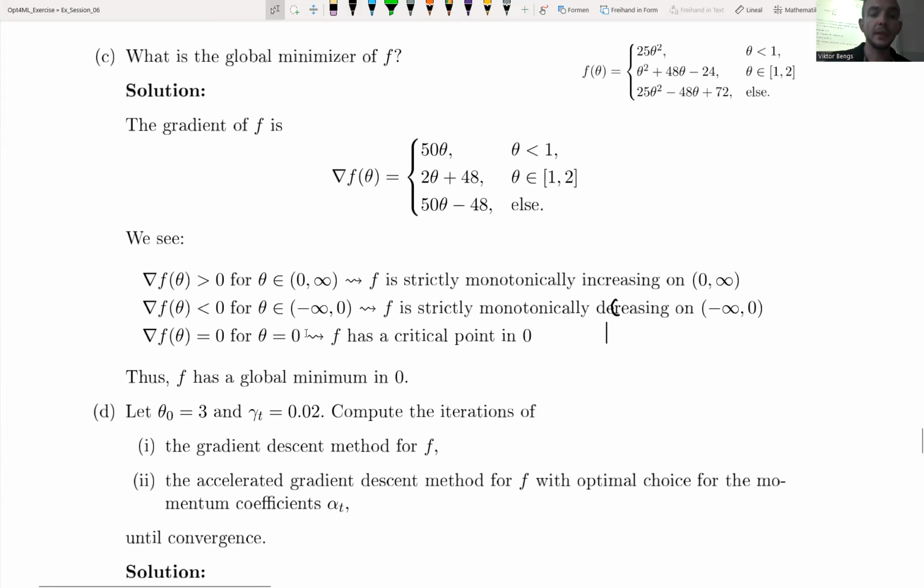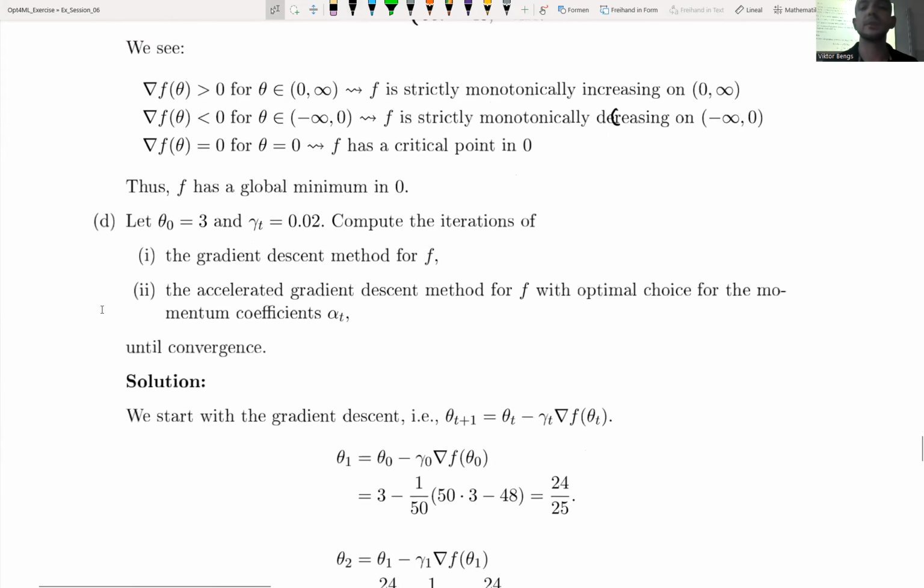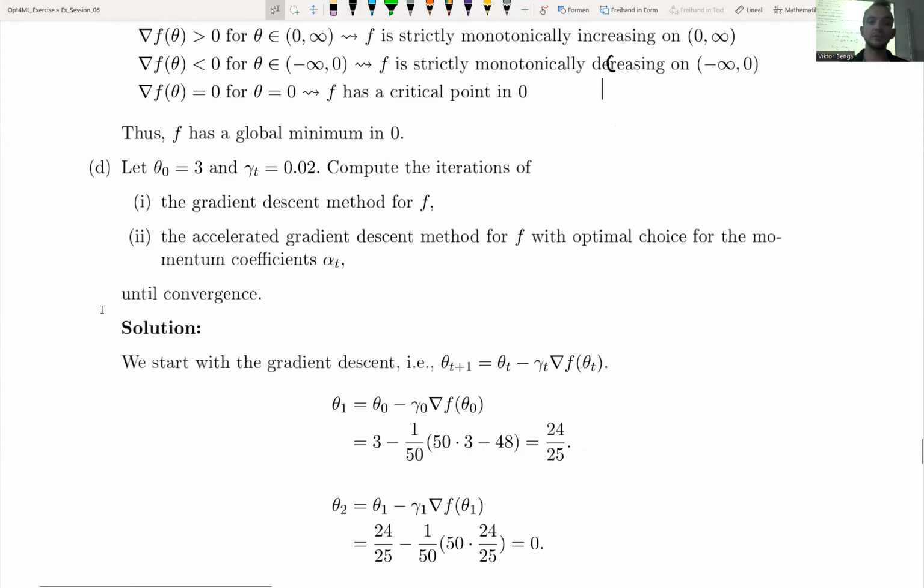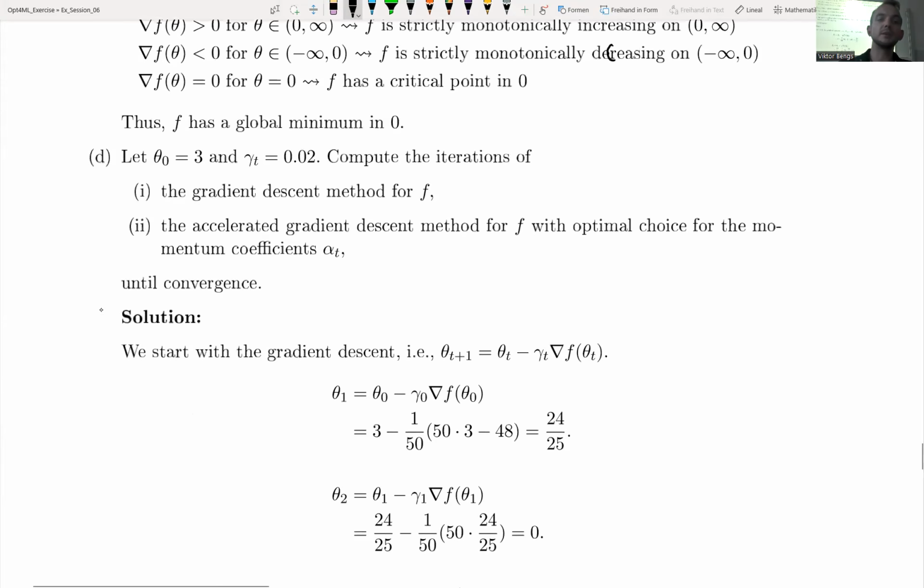Then finally, we do a computation for this function f. Namely, we compute how many iterations until convergence the gradient descent needs if we apply it to this function f, and likewise Nesterov's accelerated gradient descent, where we use the optimal choice for the momentum coefficient. So let's start with the simple gradient descent method.